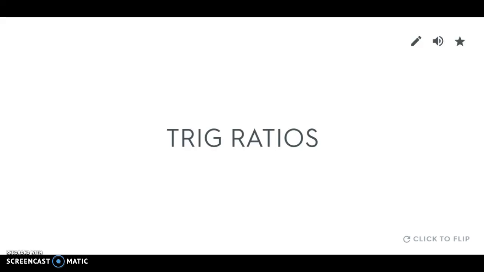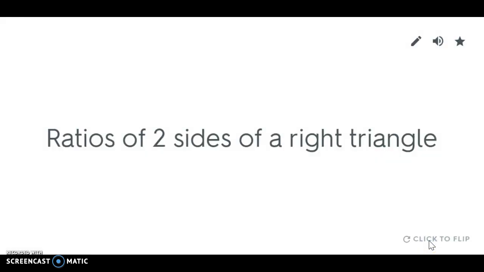Okay, these vocabulary words are for section 9.4 and 9.5. We're going to kind of combine them because it's easier to learn this stuff all at once. So the first thing we have is trig ratios, trigonometry ratios. And trig ratios are ratios of two sides of a right triangle.